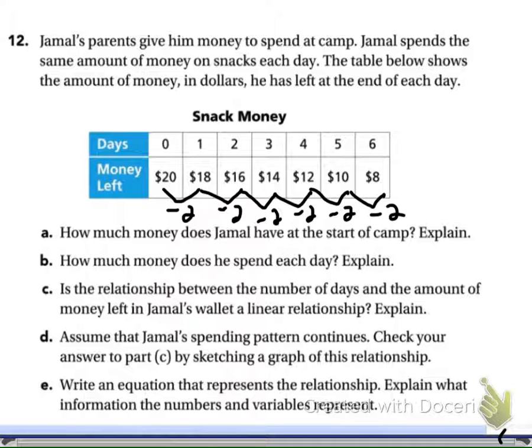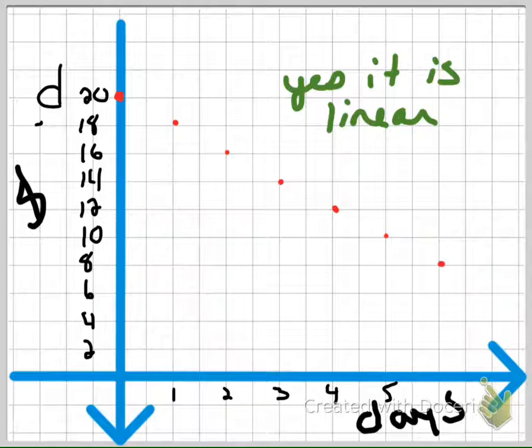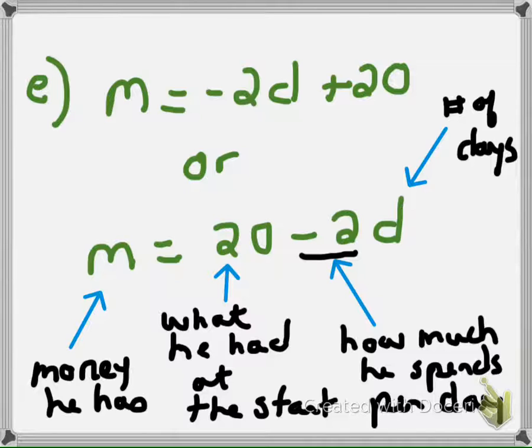And then one last question, and this one should be easy. Write an equation to represent the relationship. Explain what information the numbers and variables represent. So you need to have labels on your equation. On this one, I said you could write it either way. M equals negative 2d plus 20. Or you could write M equals 20, that's what he started with, minus 2 times the number of days.